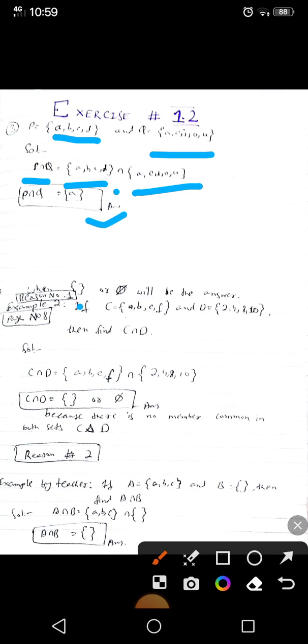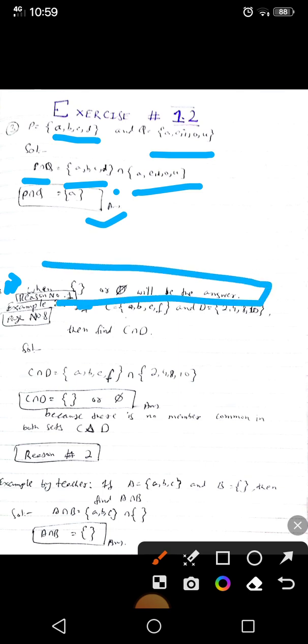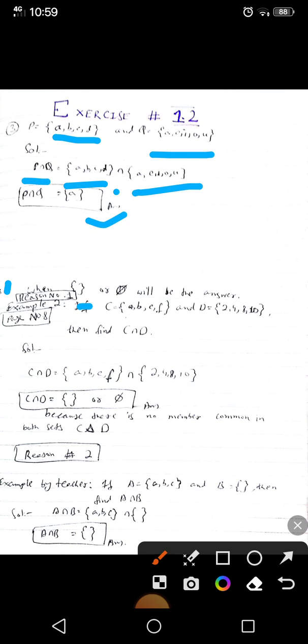Okay, here I have made the symbols of the null set. I have told you the main point: when will the null set be the answer, that is, in an intersection question, when will the null set come as the answer? Okay, there are two reasons behind that.